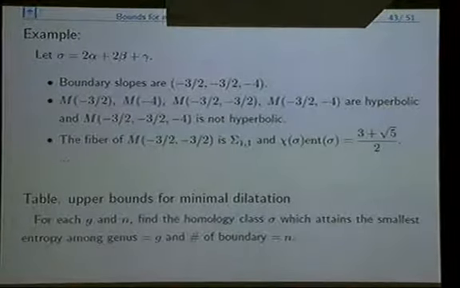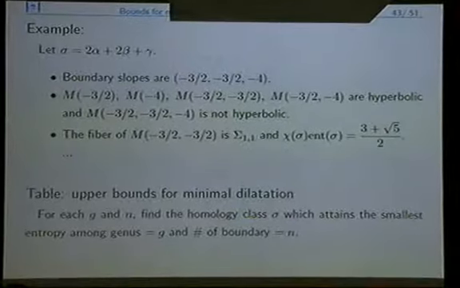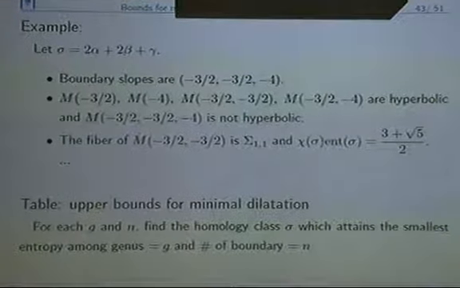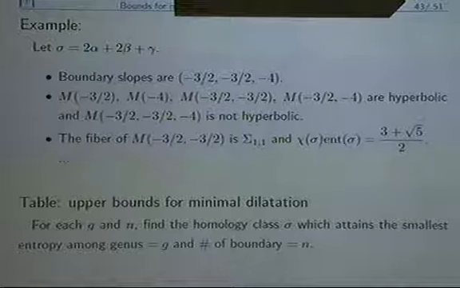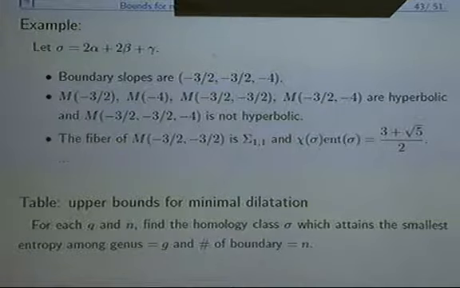So the example is like this. Let sigma be 2 alpha plus 2 beta plus gamma, and so it has boundary slopes like this. So there are usually 8 possibilities of Dehn filling, but these two are equal. We have this and this and this and this and this.